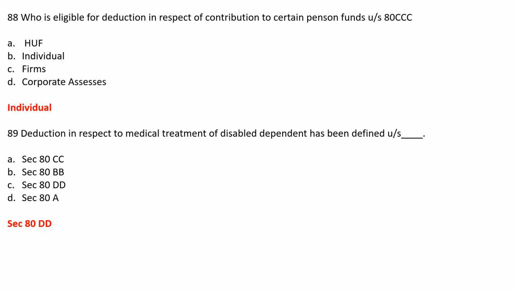MCQ number 89. Deduction in respect to medical treatment of disabled dependent has been defined under: option A section 80CC, option B section 80BB, option C section 80DD, option D section 80A. The correct answer is option C, section 80DD. Deduction in respect to medical treatment of disabled dependent has been defined under section 80DD. So if you are taking any medical treatment, you can avail the deduction under section 80DD.